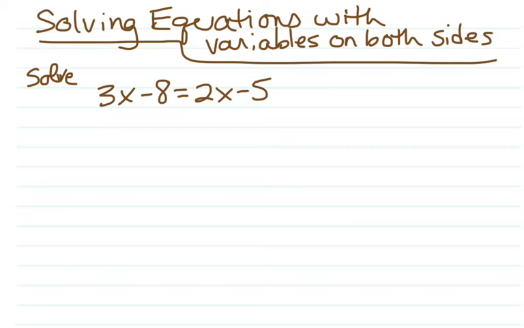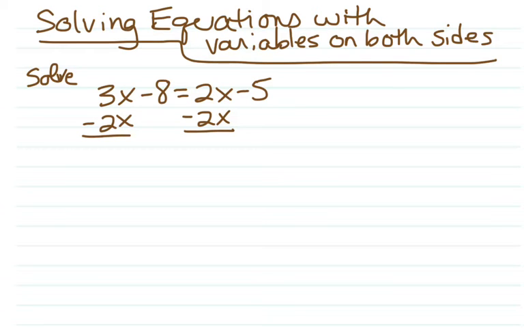We need to get our like terms together. And this time we have two different kinds of like terms. The 3x and the 2x are one kind, and the negative 8 and the negative 5 are the other kind, and they're both on both sides. So it doesn't matter whether we end up with the variable on the left or the variable on the right. Any one of those four things could move. I'm just going to happen to pick the 2x to move first.